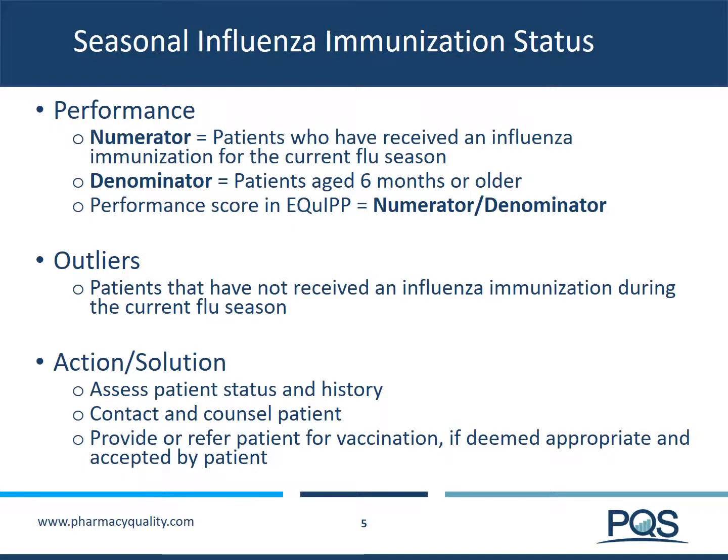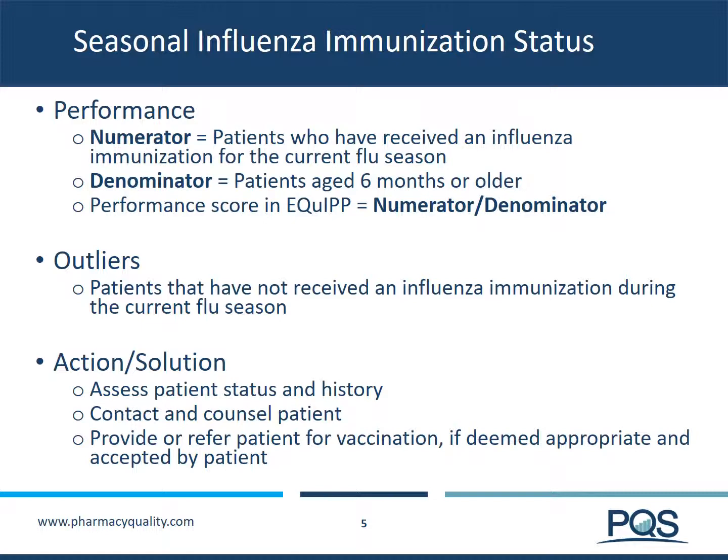The performance for this measure is based on this. The denominator are all patients aged 6 months or older. The numerator are patients who have received a flu vaccine for the current flu season, and the score is derived by dividing the numerator by the denominator.